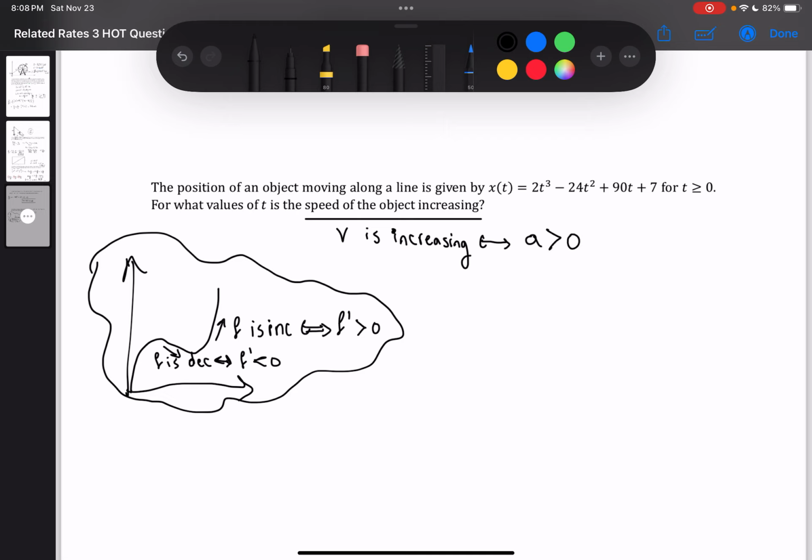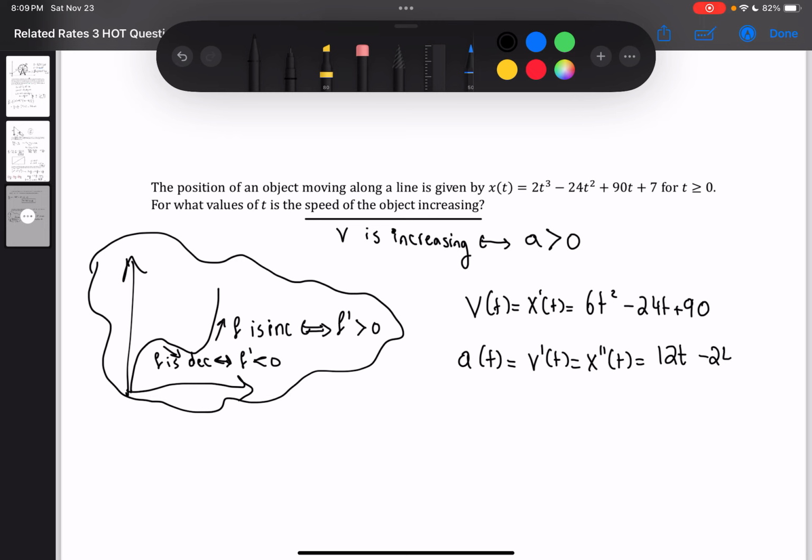So now I don't just need to derive x of t once, but twice. So v of t, which is basically my x prime of t, is going to be 6t squared minus 24t plus 90. So that is going to be my velocity, but I don't need my velocity. I need to go further. I need to go to my a. So my acceleration a of t, which is basically v prime of t, which is basically x double prime of t, is going to be 12t minus 24.